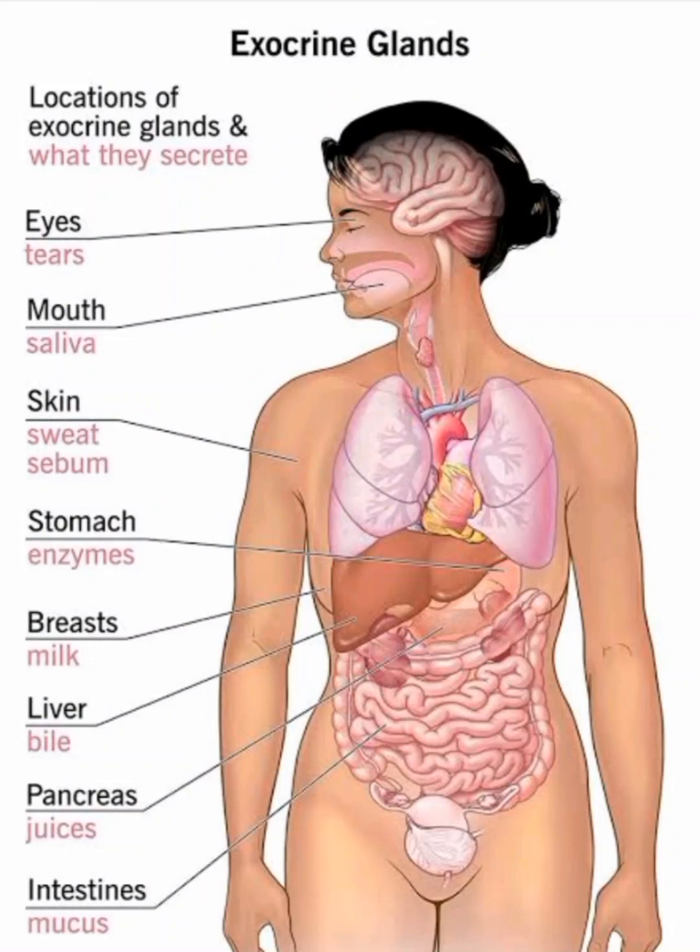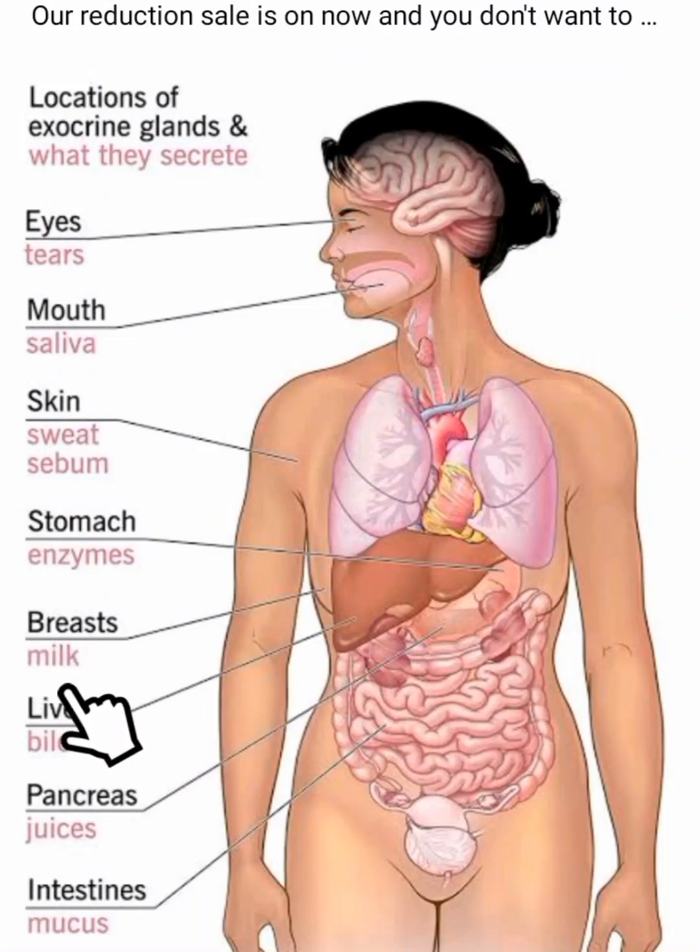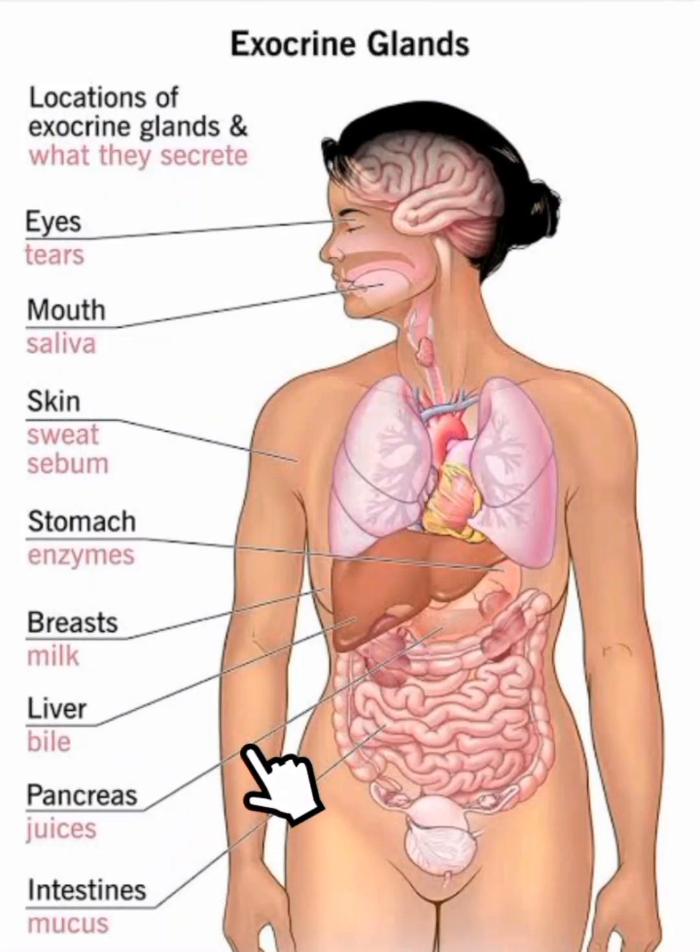These are all examples of exocrine glands, just to give you a visual view of where in the body important exocrine glands are located. In the stomach we have exocrine glands which secrete enzymes. In the breast we have production of milk via exocrine glands. In the liver, bile. In the pancreas, as we also discussed in the endocrine part, where insulin and glucagon were released by the pancreas. Their important function is juices secreted via ducts, because exocrine glands are ducted. In the intestine, mucus secretion is also a role of exocrine glands, as we said.